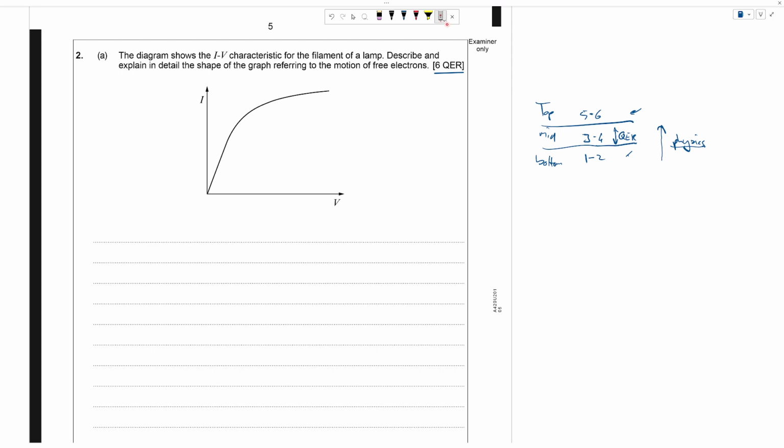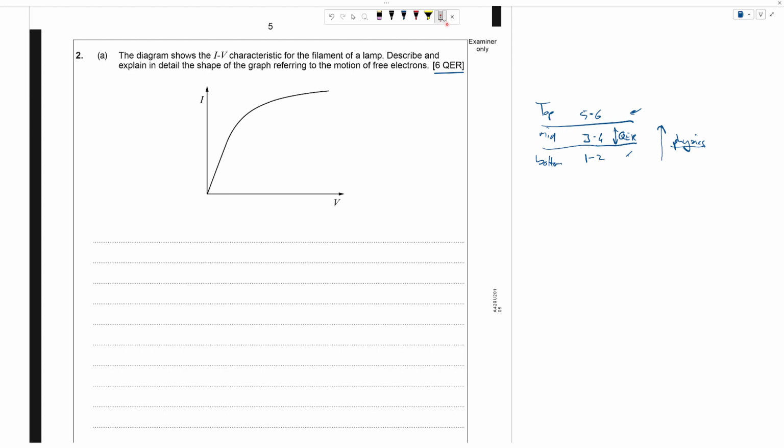So with that said, how do we answer this particular question? We are presented with an IV graph, current against potential difference, for the filament of a lamp. Describe and explain in detail. Now notice it's describe and explain, so there are 2 aspects to this: in detail, the shape of the graph referring to the motion of free electrons. So we basically need to explain what's going on in this graph.